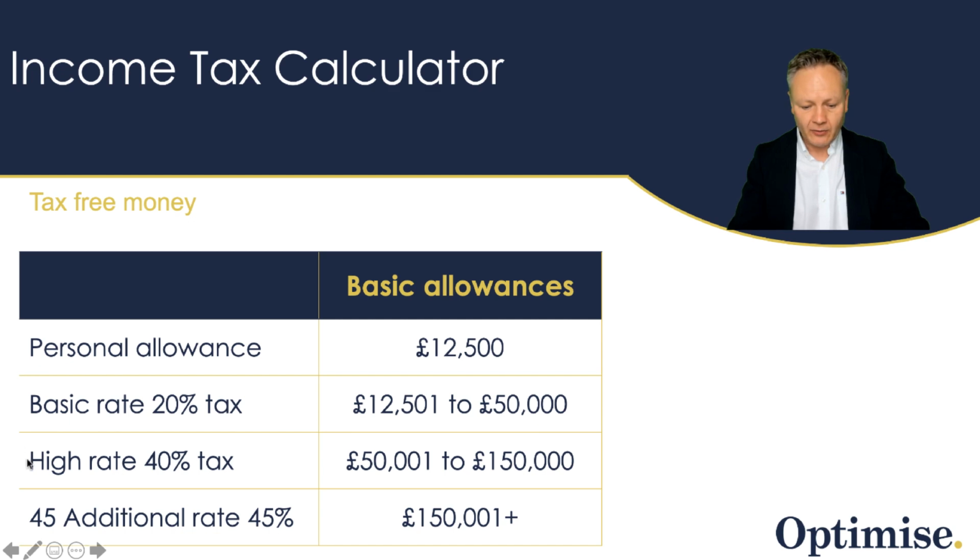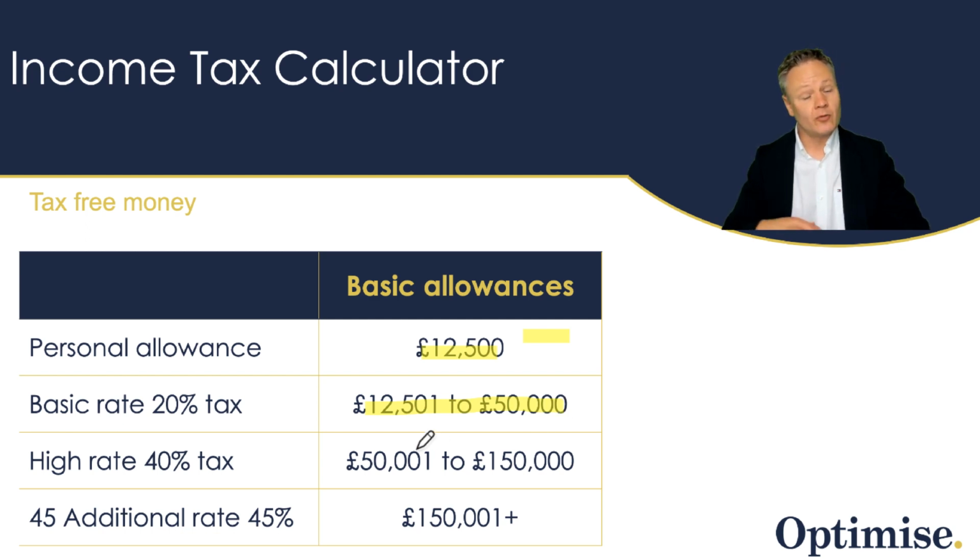pay. Now, as we've said, the personal allowance is a tax-free amount, so you do not pay tax on anything of this amount at all. Once you go over that amount, so you go to £12,501 up to £50,000, you will then pay the basic rate tax band, which is 20%, and that is on the amount between £12,501 and £50,000.